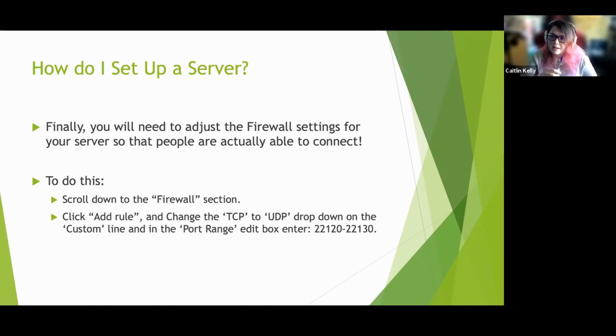And then in that little dialog that'll pop up, you'll want to change TCP to UDP, and then drop down the custom line. And in the port range edit box, you want to enter these numbers. Now this will all be in the booklet as well, so if you don't have time to write it down or something, it's fine, it will be in the book. But that's basically how you do that. And once you click create, you're done, your server is ready to go.